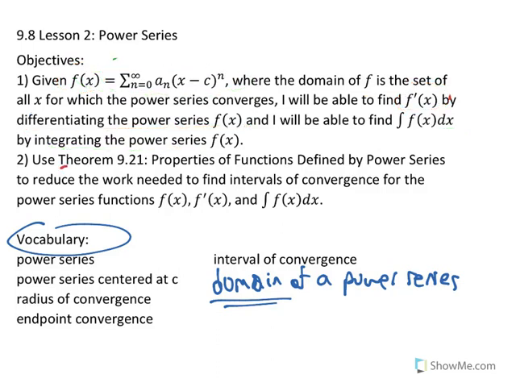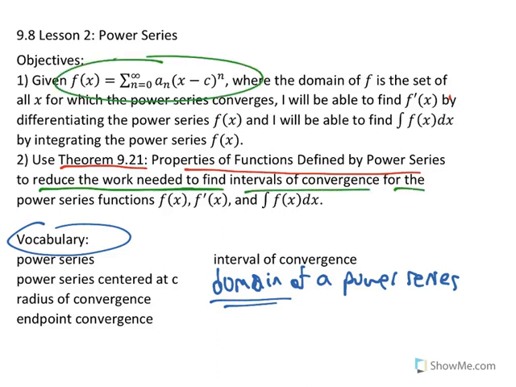We're going to look at a theorem, 9.21, properties of functions defined by power series, and when you use that theorem, it will reduce the work needed to find the intervals of convergence for the original power series, the derivative of it, and the integral of it. So you don't have to do everything over again. This theorem will help you to find the intervals of convergence for the original power series, its derivative, and its integral without having to do so much work.